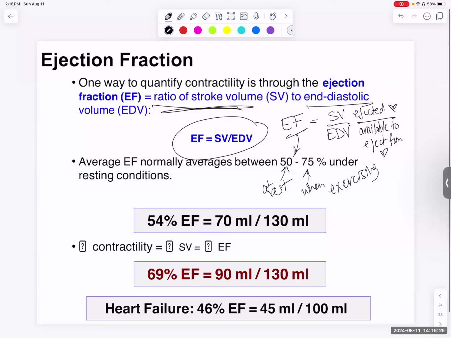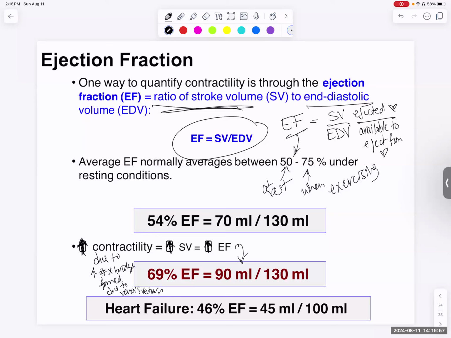So this is supposed to be an increase in contractility due to an increase in the number of cross bridges, due to venous return, right? That'll increase stroke volume and increase ejection fraction. And so you end up with a higher ejection fraction.